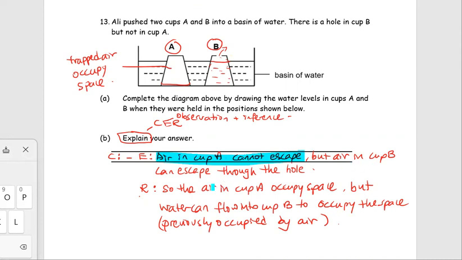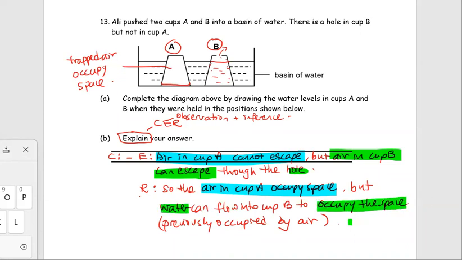So the air in A occupies space. For B, the air in B can escape through the hole, right? So water can flow in and occupy the space previously occupied by the air.